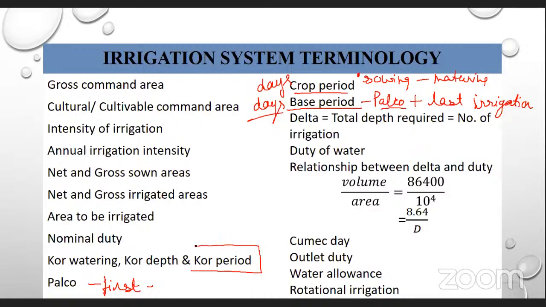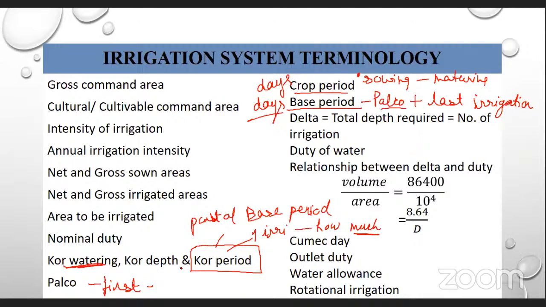And this crop period is usually a part of your base period. Okay, a part of the base period means in one irrigation. Whatever this crop watering, that is the first watering or the first irrigation, and for how much time we are watering that land, that is known as the crop period.